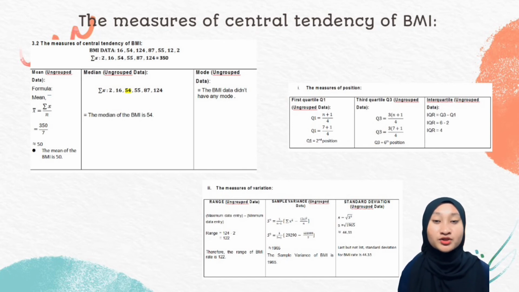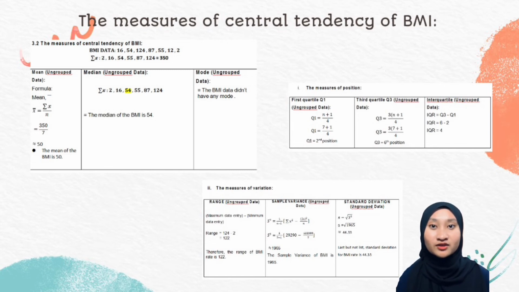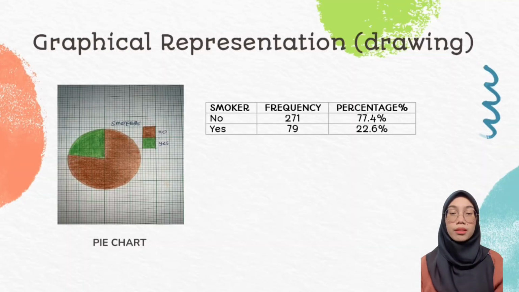The measure of position. First quartile is equal to the second position. Third quartile is equal to the sixth position. Interquartile is equal to 4. The measure of variation, the range of BMI is 122. The sample variance of BMI is 1965. Last but not least, the standard deviation for BMI is 44.33.